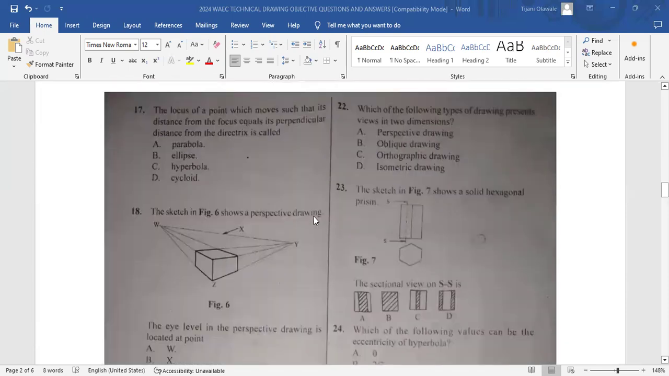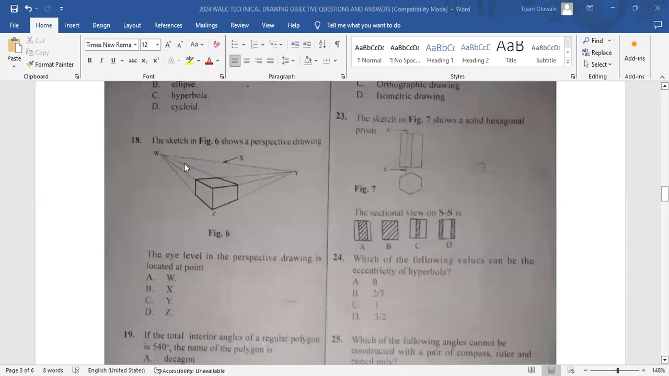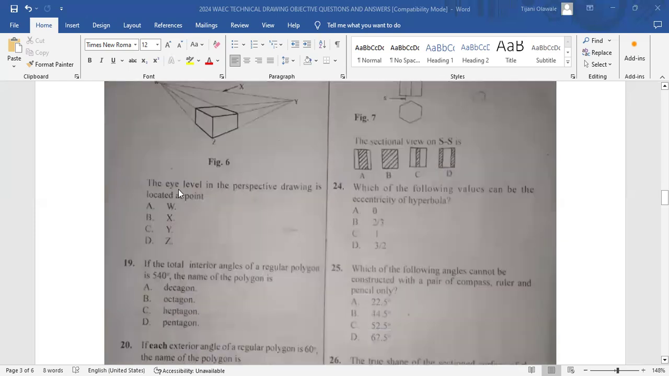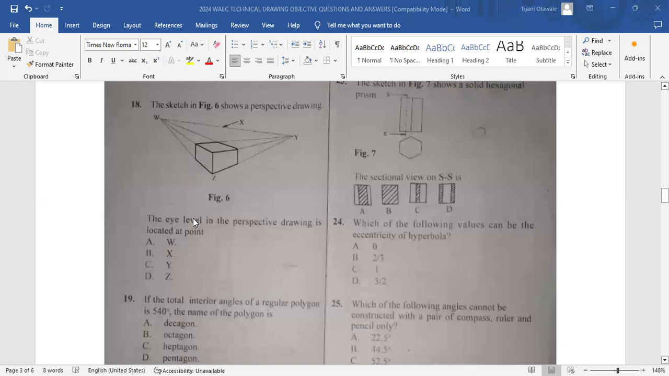Then moving on to question 17, which says that the locus of a point which moves such that its distance from the focus equals its perpendicular distance from the directrix is called a parabola. That is option A. Question 18, the sketch in figure 6 shows a perspective drawing, and we are asked the eye level is located at point X. Option B is the answer.